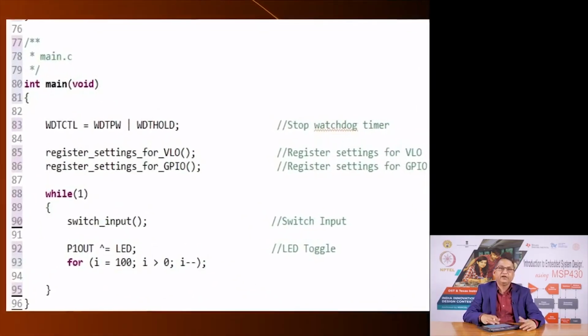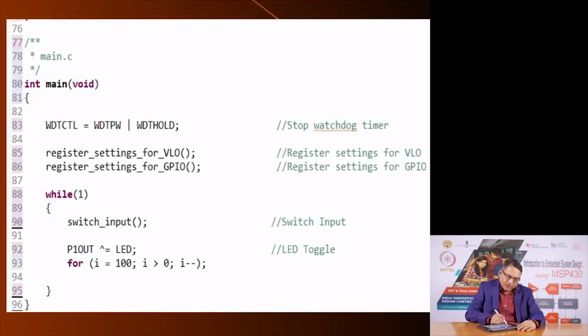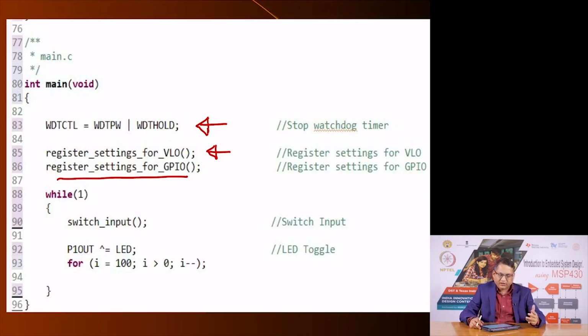The main program is really very simple. What is it doing? When you reset the system, the first instruction that is executed is to stop the watchdog timer. We do not want to be bothered by the watchdog timer overflowing and resetting us, which we will see in the next part of this lecture. Then we are calling this subroutine, which is basically selecting the VLO, and based on the switches, it is going to select a particular frequency of operation. And then we are calling another subroutine where we are deciding the direction of the pins of the microcontroller.